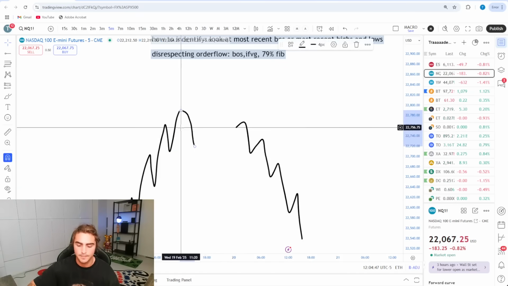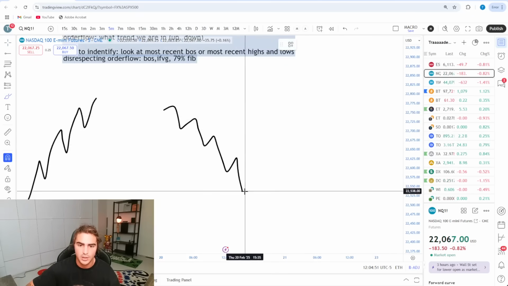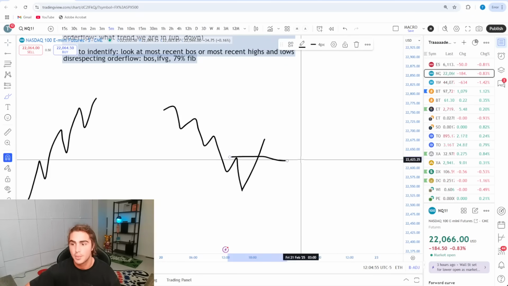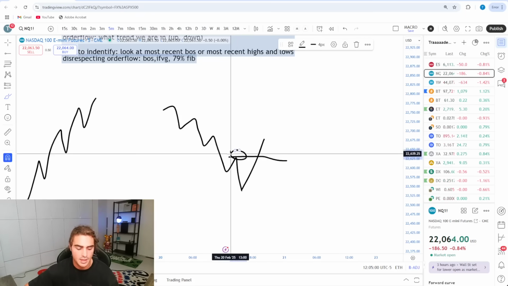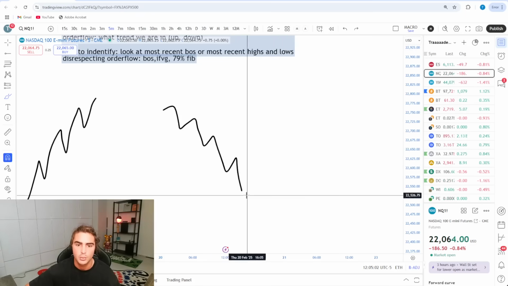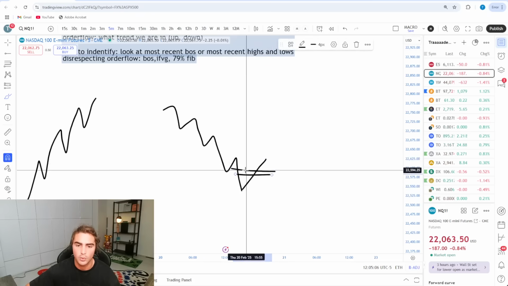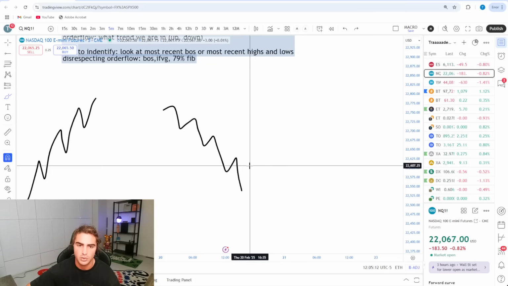Now, same thing in a downtrend. How do we disrespect bearish order flow? We get what? A break of structure to the upside. How do we identify a break of structure to the upside? We see a closure above the most recent high that was made within the downtrend. We get an inverse fair value gap. How do we see that? We look for a bearish fair value gap that gets closed above by a candlestick. In turn, that disrespects bearish order flow.